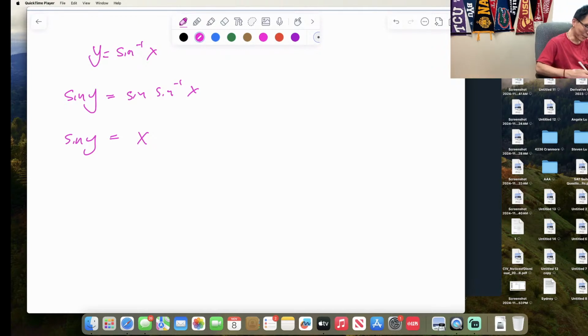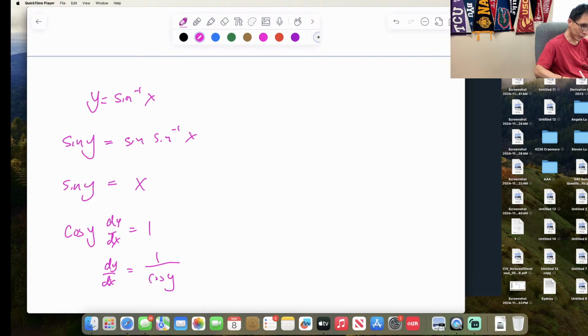All right. So, we're going to take a derivative of sine. So that's going to be what? Cosine of y, right? And then dy/dx is equal to 1. So dy/dx is equal to 1 over cosine of y. Now with this, we can draw a triangle.